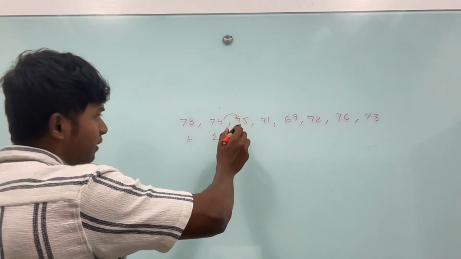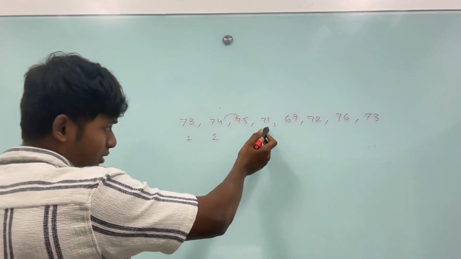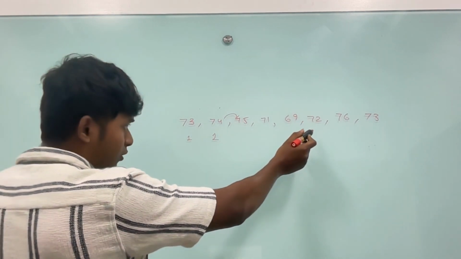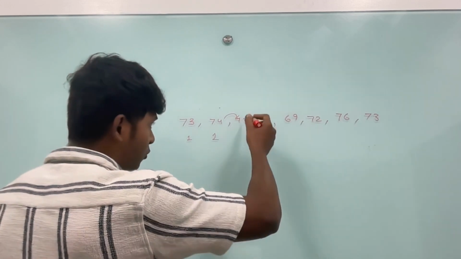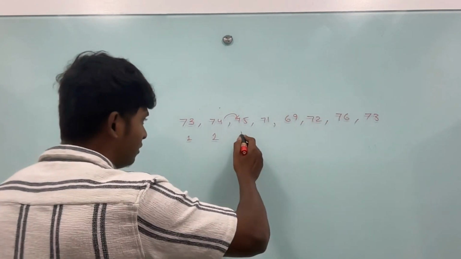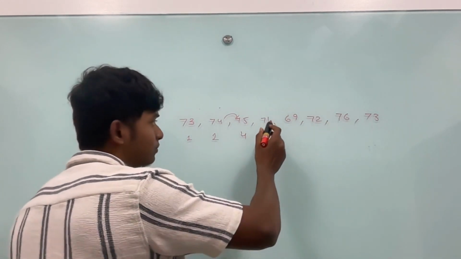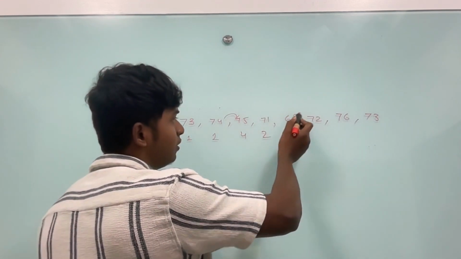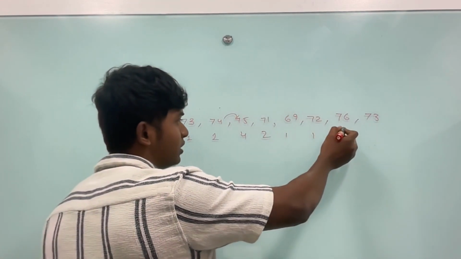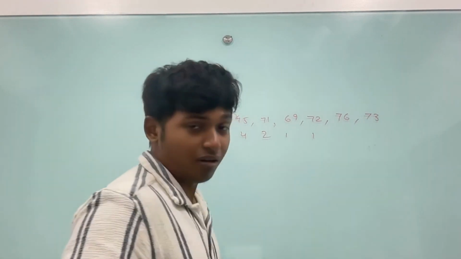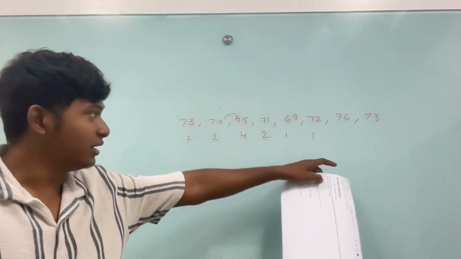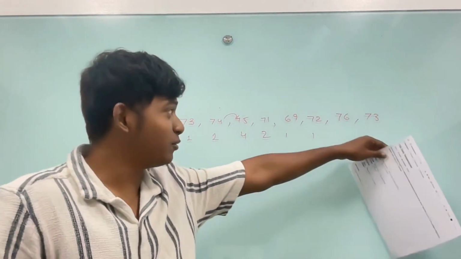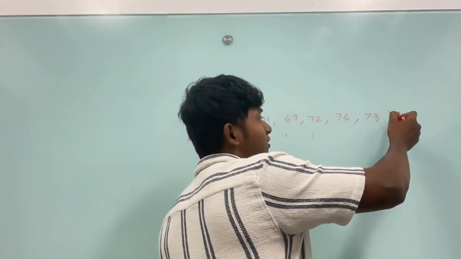So 75. The next temperatures are lower, lower, lower, later. So you have to wait 1, 2, 3, 4 days. For this you have to wait 2 days. For this 1 day. For this 1 day. For this he's gone. There's nothing he can do. It's never warmer ever, because this is the end of the world.